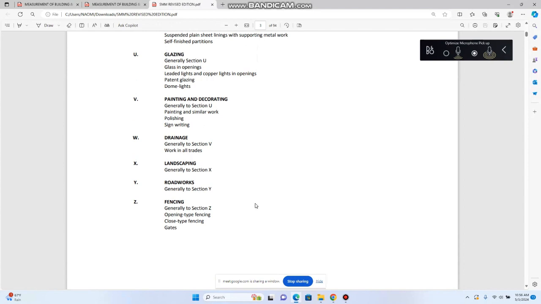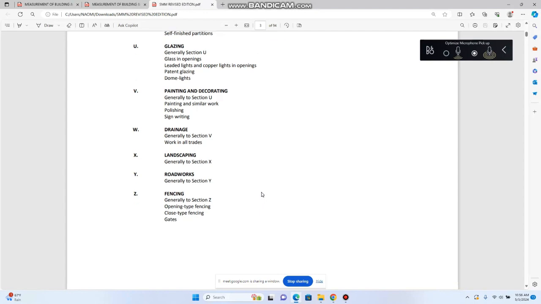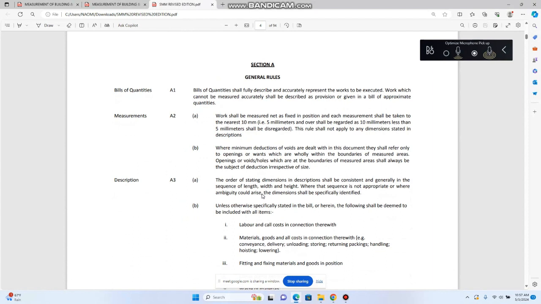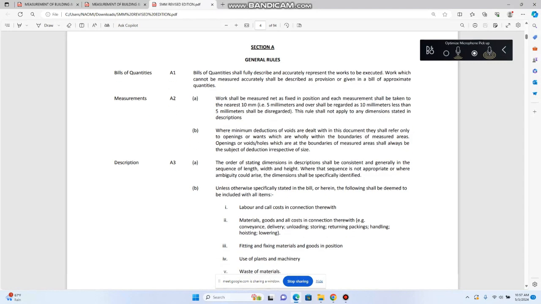So every time you need to know how to measure, you should always find the section where that work lies, then you should scroll to that work. For example, if you open the SMM, you'll find the general rules here. You're told how work should be measured, net as fixed in position, and each measurement should be taken to the nearest 10 millimeters. Okay, these are the rules, the same rules that you are using to measure.